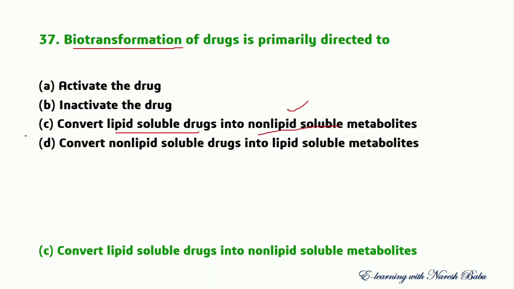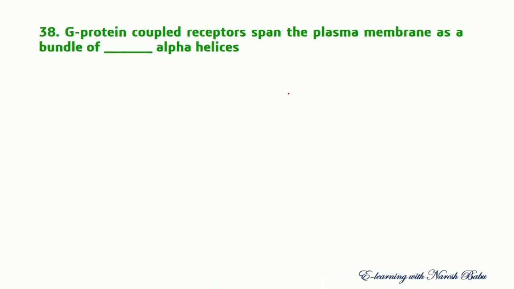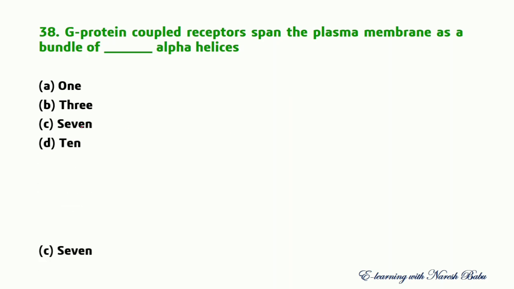So the answer is C. And next question: G protein coupled receptors span the plasma membrane as a bundle of dash alpha helices. So you can see options 1, 3, 7 and 10. The answer is 7. Seven alpha helices are present.